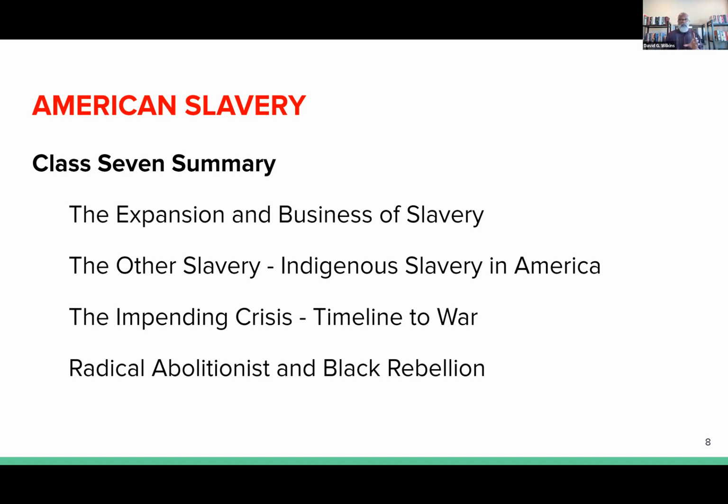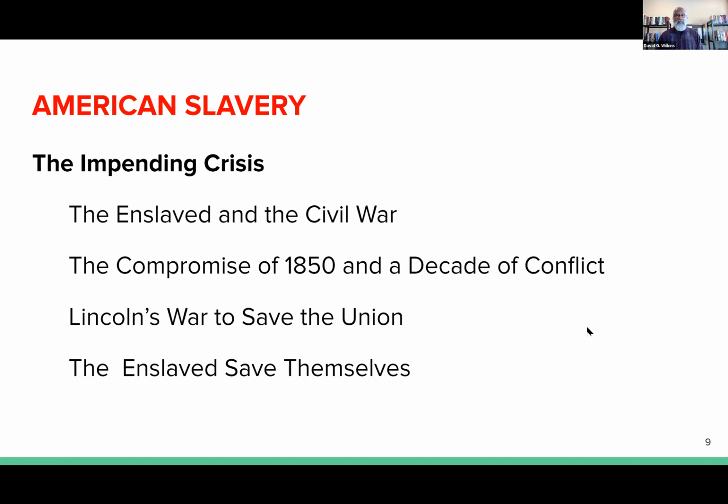We did a quick review in class 7 of the timeline to war, and this is where we find ourselves here in class 8. And so as we start again, we said we'd spend this time on the decade 1850 to 1860, the enslaved and the Civil War. Really want to focus on how enslaved people anticipated the potential of freedom with the apparent oncoming of this conflict between the North and the South.